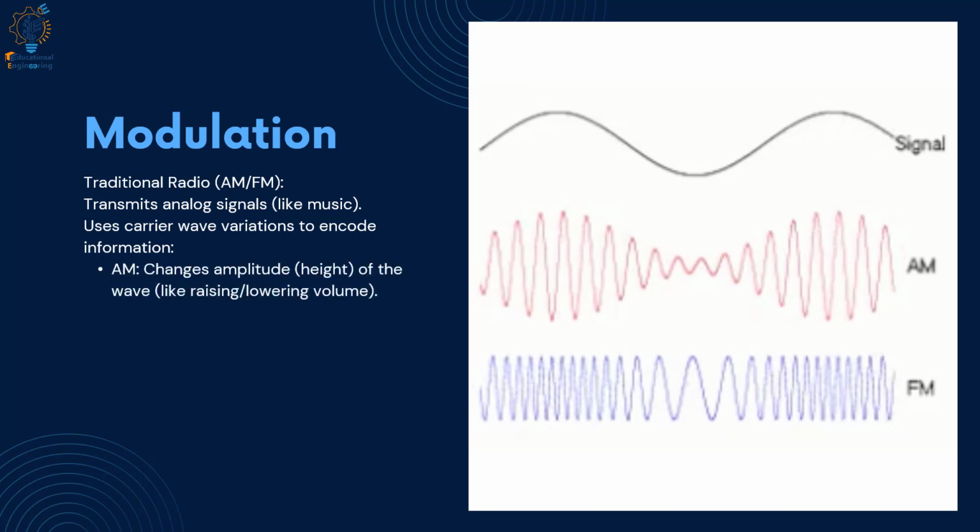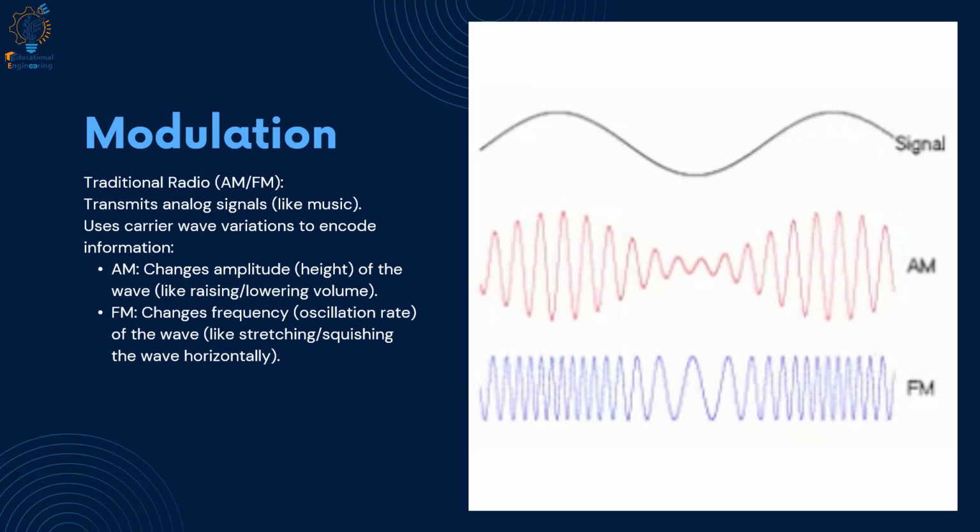In AM modulation, the information is embedded in changing the height, or the amplitude, of the carrier wave. The wave itself resembles a series of peaks and valleys, with the height of each peak or valley corresponding to the information being sent. Think of it like raising or lowering the volume of a sound wave to represent the original sound.